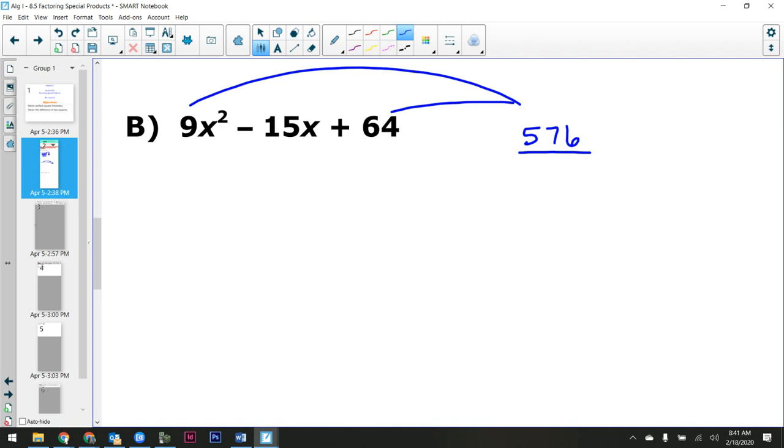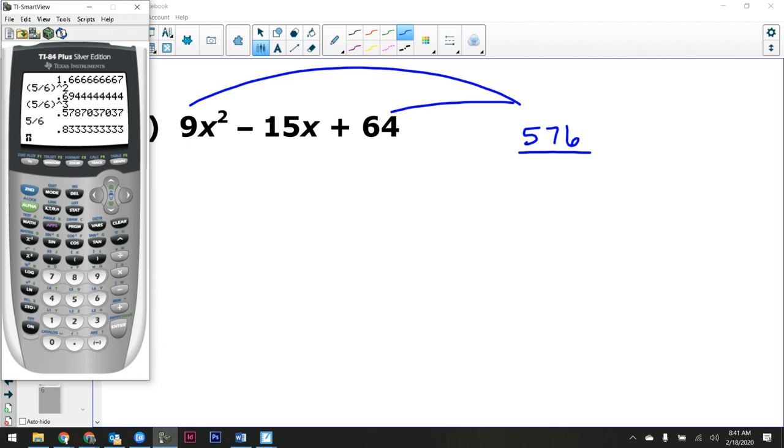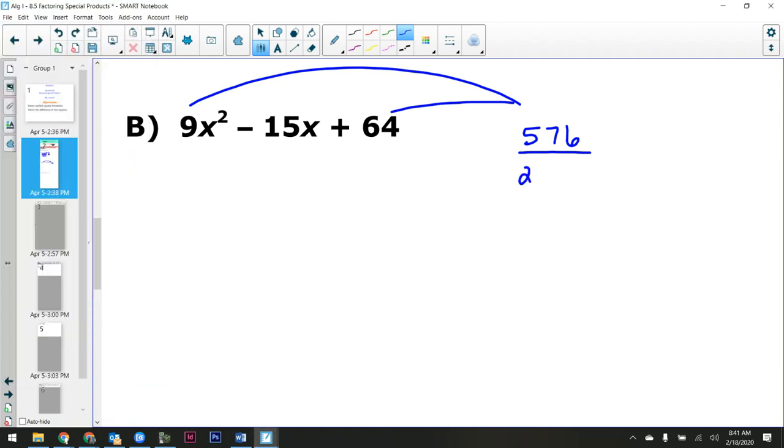They're both perfect squares. 9 is a perfect square. 64 is a perfect square. Okay, so this might actually be another perfect square. What do I mean by that? What happens if I square root 576? 24, right? I get something that is also another perfect square.